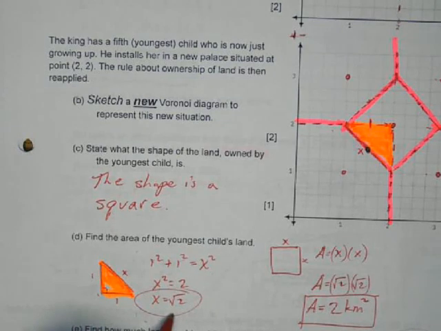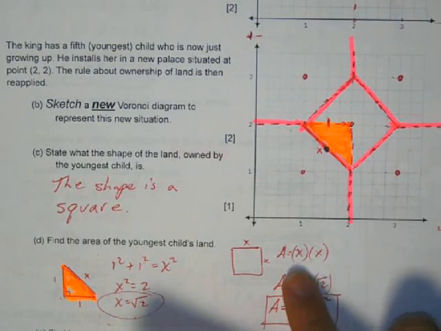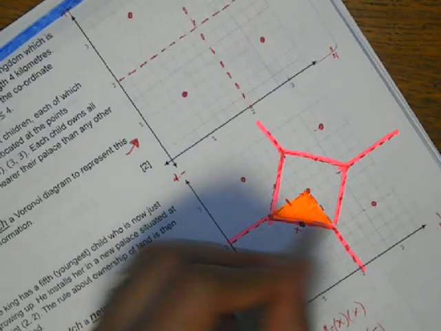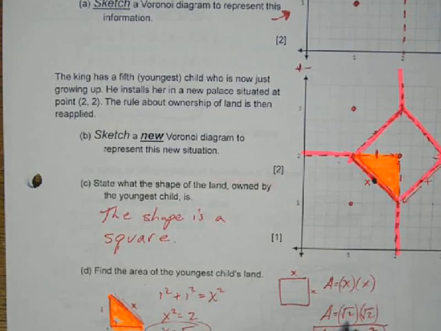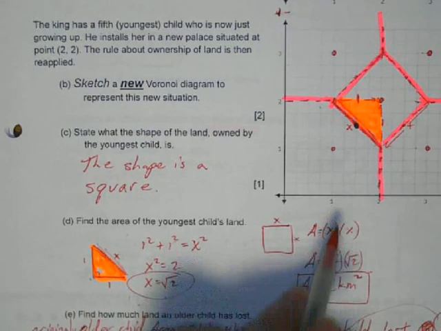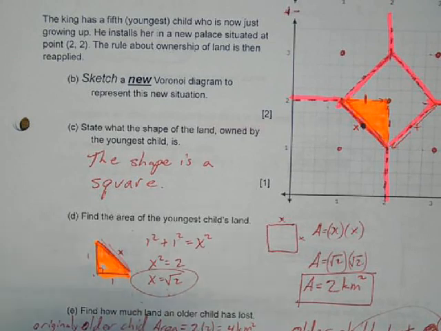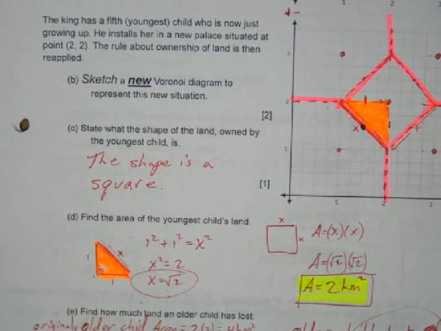Now, the area of this square is length times width, right? The area of any square is length times width. So we know that this length here is x, and that length there is also x. We know x is square root 2, so I've got square root 2 times square root 2. The area of that space there is 2. You might want to hit pause if you want to copy this down.